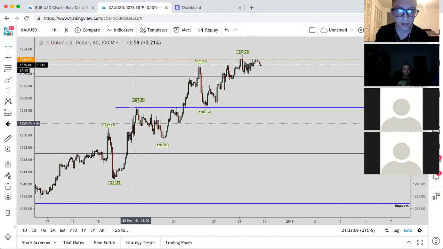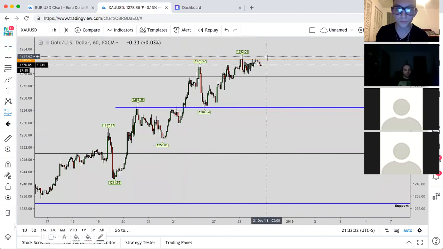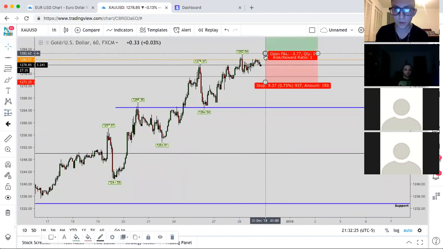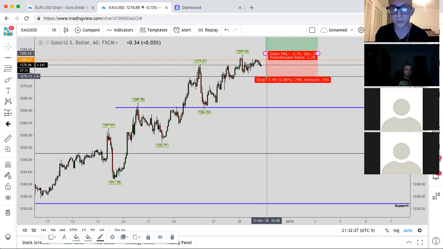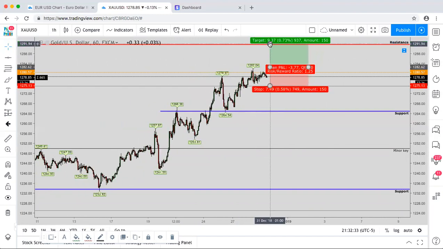So anything like this, consolidation and a pullback. This consolidation that we currently see right now, if we see a significant push above 1282, then that would be another good indicator to buy gold at about 1282.1, 1282.3 with small risk, and then buy it up to our next resistance level, which would be up here.